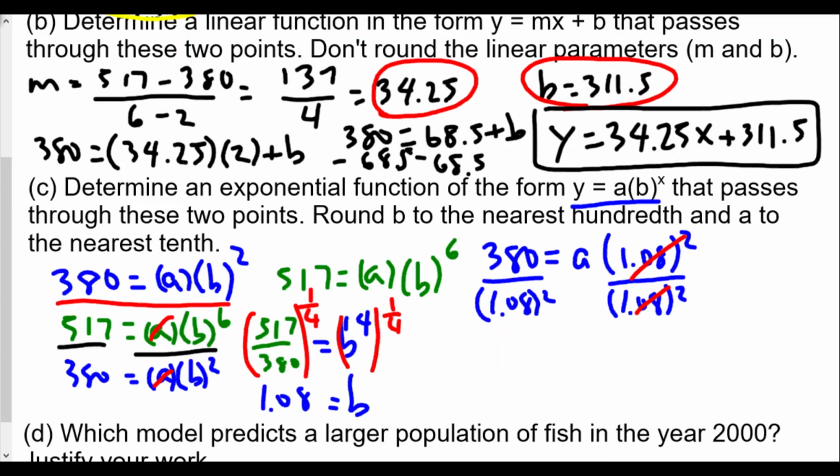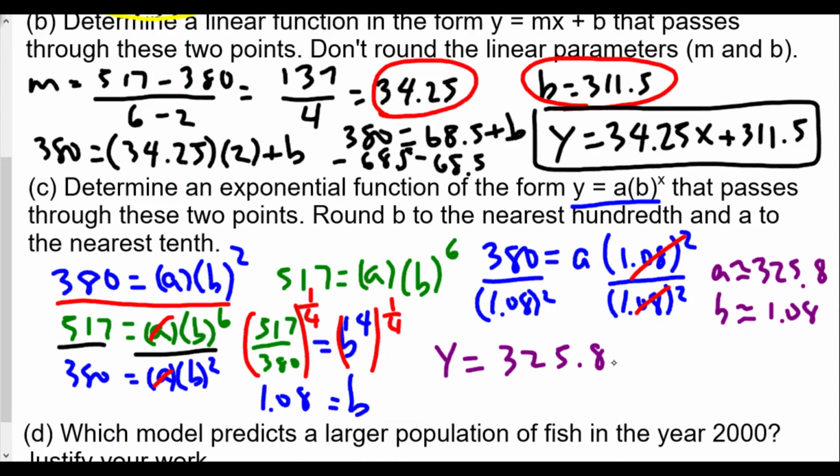So a is approximately 325.8, and our b value is approximately 1.08. And so our exponential function will be y is equal to 325.8 times 1.08 to the x power. Our b value is to the nearest hundredth and a to the nearest tenth, which is 1 decimal place. So this is going to be the answer for the exponential function.